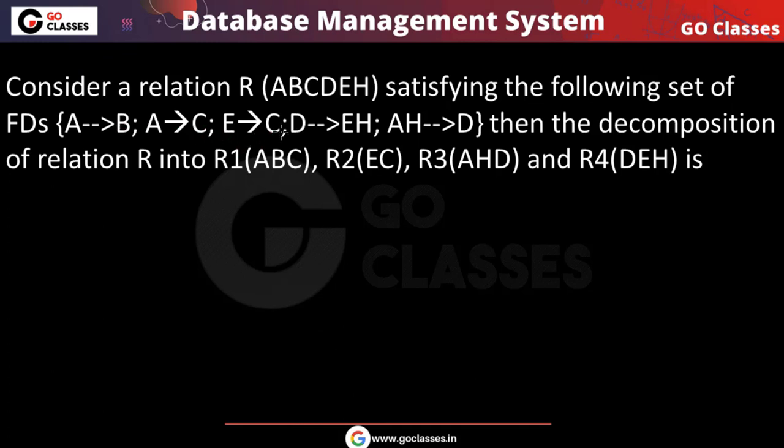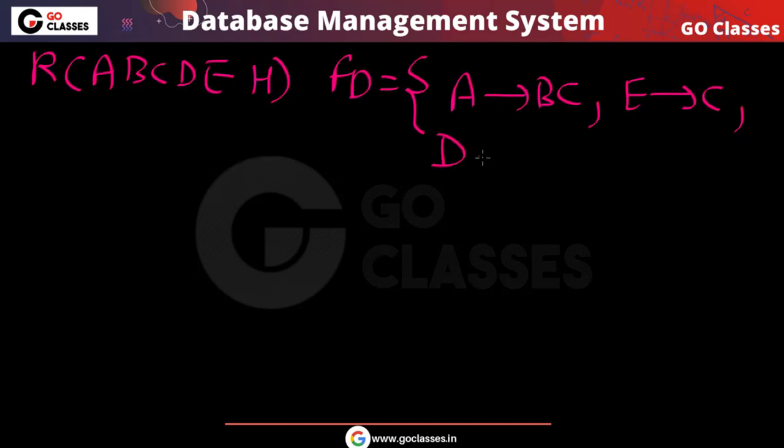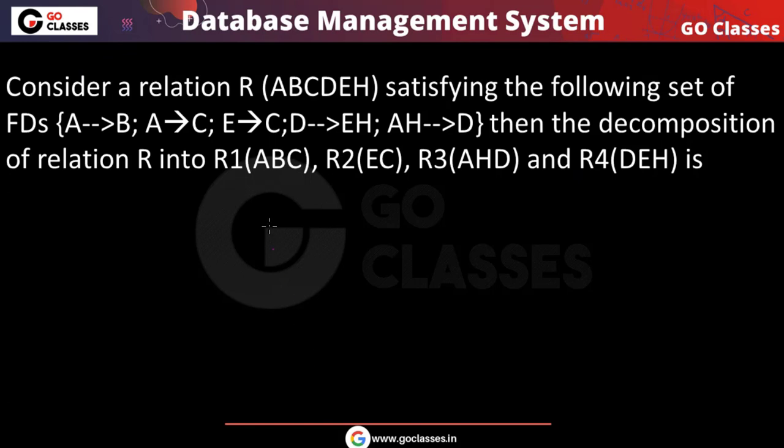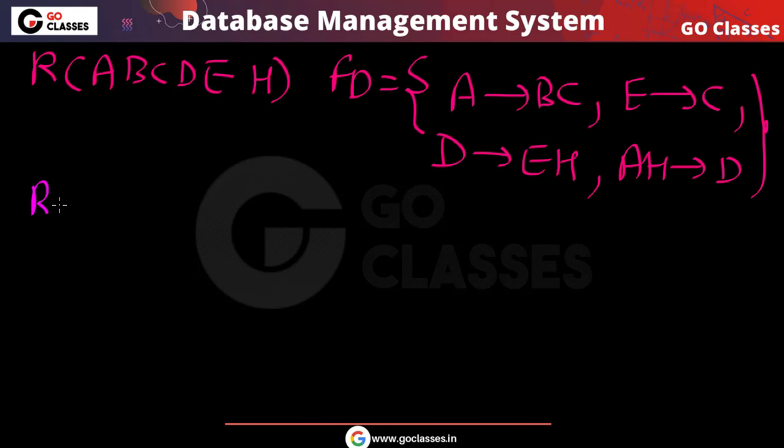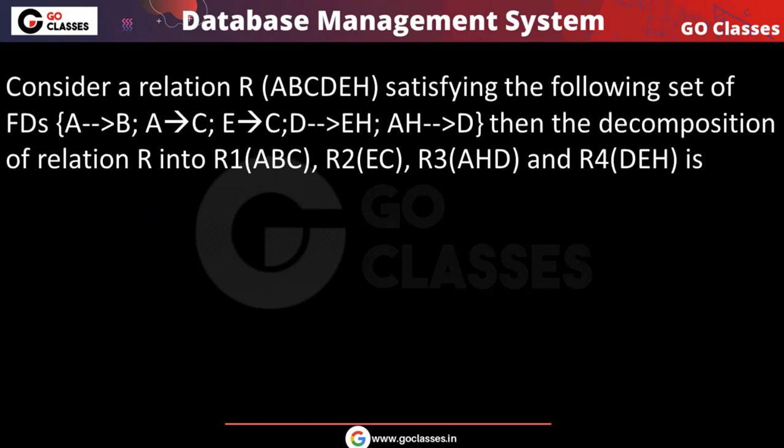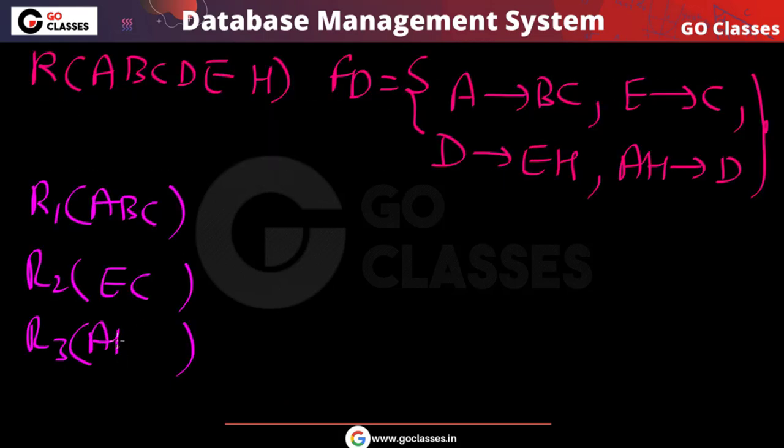So A is determining BC, E is determining C, D is determining EH, and AH is determining D. This is the set of functional dependencies that is given to you, and the decomposition is given to you: R1, R2, R3, R4. R1 is ABC, R2 is EC, R3 is AHD, and then DEH. So this decomposition is given to you.